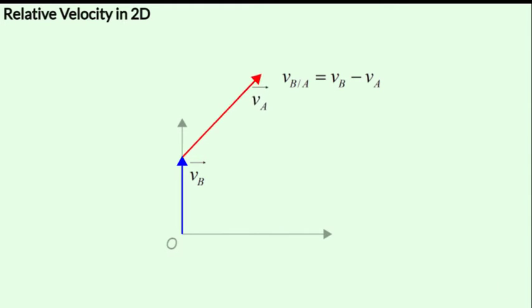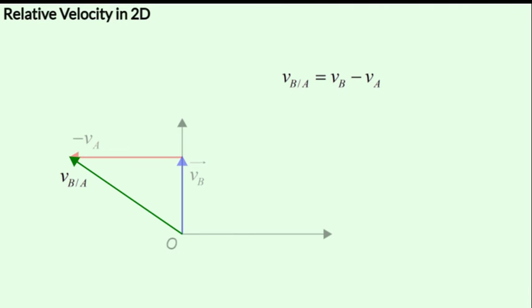Now we rotate VA by 180 degrees and we get minus VA. Now we can add these two vectors and the resultant would be VB minus VA. So this is VB with respect to A, which is VB minus VA. The magnitude of VB was 10 and the magnitude of VA was 15. So we get VB with respect to A as 18.02 if we measure this. Let's also do this mathematically.